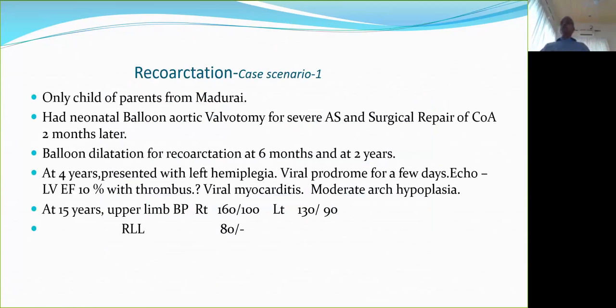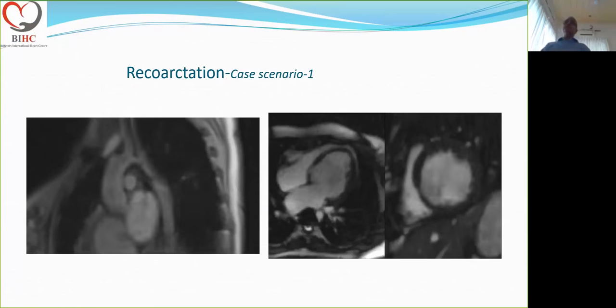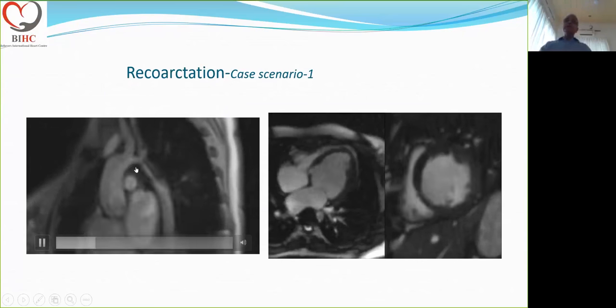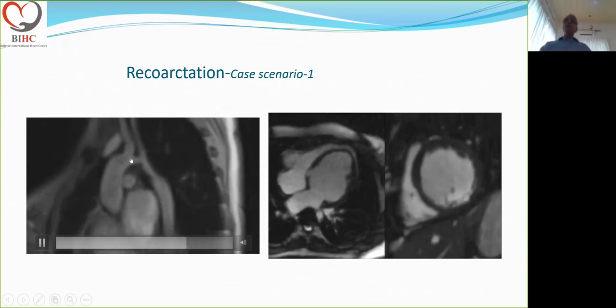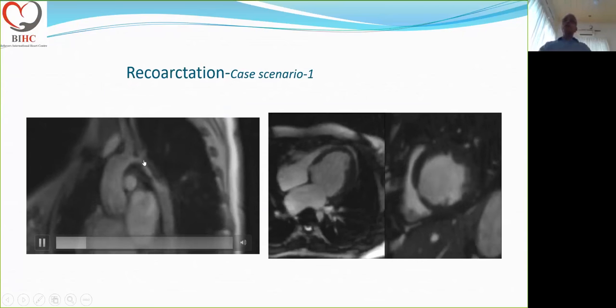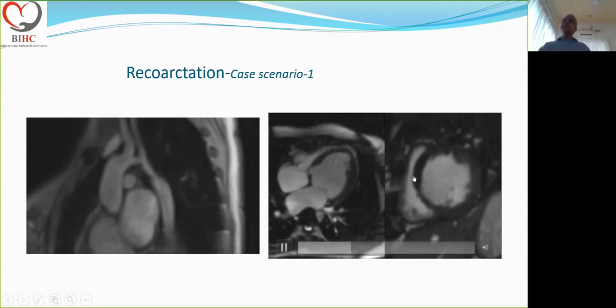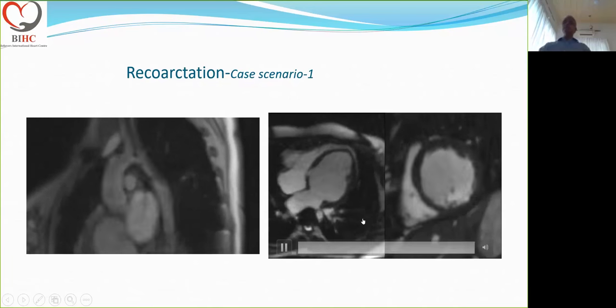There was a question of viral myocarditis superimposed on her basic problem. At 15 years, when we see her, her upper limb BP is 160 by 100 on the right side, 130 on the left side, while the lower limb is 80. And this was her cardiac MRI. You can see that the ascending aorta is okay, but the transverse arch is small, she has no subclavian, and she has a long isthmus, which is very small. And this shows her ventricle, this shows it is dilated and has reduced contraction.